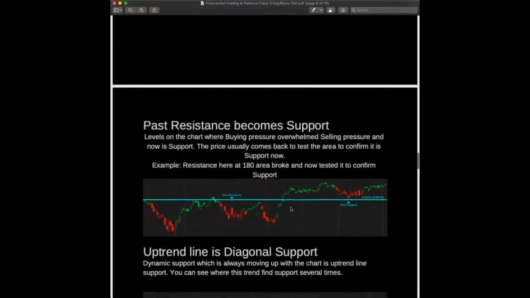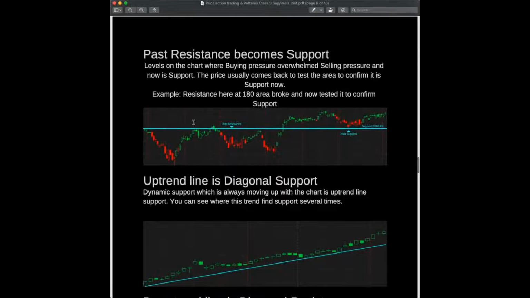Now the same thing happens with support. I mean, resistance becomes support. So here, this was resistance. It hit resistance here, came down, hit resistance again, came down, hit resistance again, came down, hit it again, came down, and then finally on the fifth try, broke through it with the big candle, and then came back, tested it, and confirmed it was support and started rising up again. So past resistance becomes support, and past support becomes resistance, right?